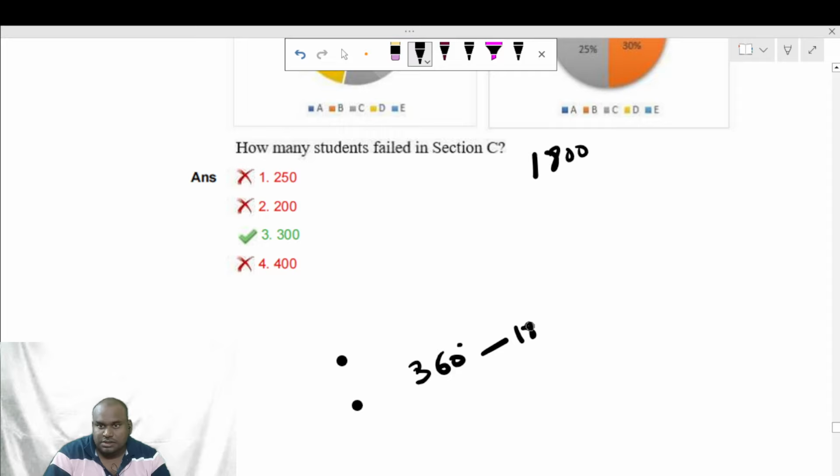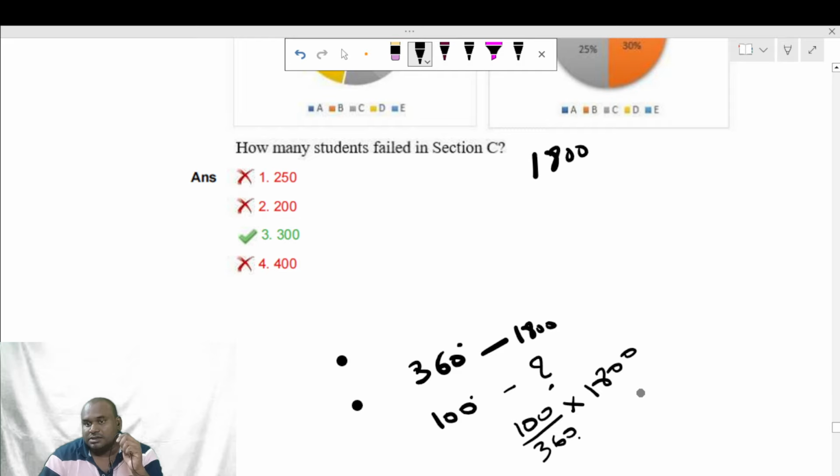Why am I taking 100 only? Because 100 is there for C. For 100 degrees, how many students? It's an easy thing. Whatever you need to find, just put it on the top. Whatever you know, put it on the bottom. And you know about 360 degrees, right? So that value should come here. Just a simple thing like this. Whatever you know should come here, the bottom. Also the known thing. So for 100 degrees, how much would it be? Calculate.